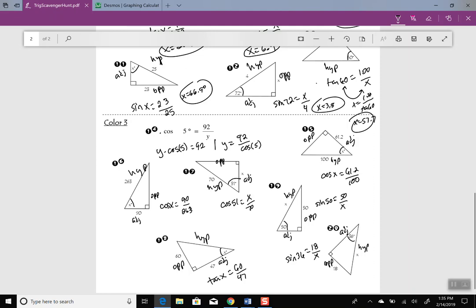Right. So 92 divided by the cosine of 5 should get 92.4. I'm trying to solve for x in number 15, so I need to do the inverse cosine on both sides. So inverse cosine of 61.2 divided by 100 gets you 52.3 degrees if you round. Sine of 50 equals 50 over x. To get to that x in the bottom, I'm going to flip both of these. So I'm going to end up doing 50 divided by the sine of 50, which gets me 65.3 if I round.